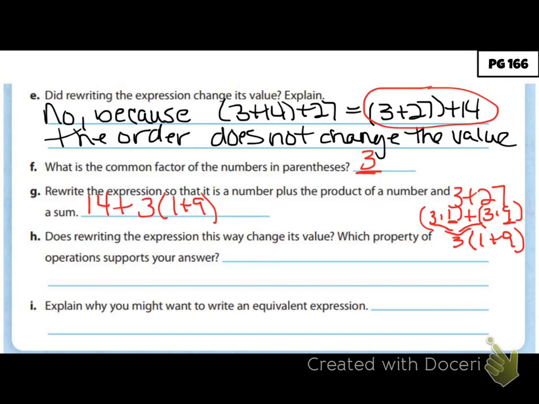H, does rewriting the expression this way change its value? Which property of operation supports your answer? Well, I kind of snuck ahead of you because I brought it up already. It's the distributive property. And does rewriting it change our answer? No, it doesn't change the answer. The value will still be the same.